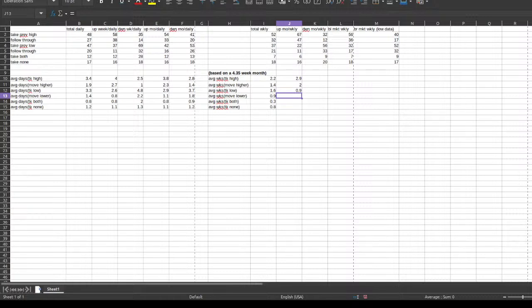And then for moving lower, that's for a follow through. So that's 0.11 times 4.35, and that's 0.4. We'll call this 1.5. Okay, so that's 0.4785, which is 0.5. I'll call it 0.5.